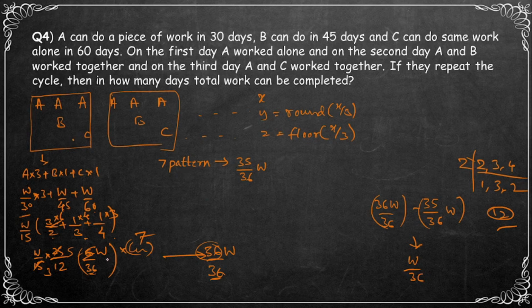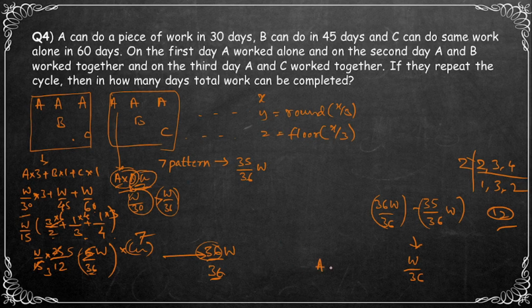Now in one pattern we are getting done 5W by 36, which is 5 times more than this. So we have to go inside the pattern, a fraction of a pattern. On the first day, work getting done is A into 1, right? Which is nothing but W by 30 into 1, which is W by 30. So now W by 30 amount of work is greater than the amount of work remaining, W by 36. So that means A can complete that within a fraction of a day, right? We need to find that fraction of a day.